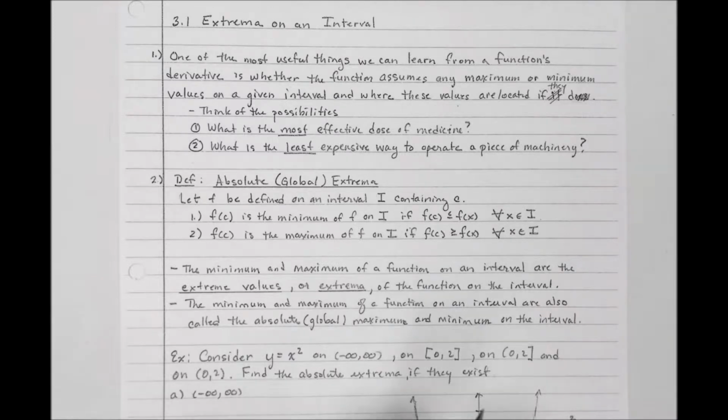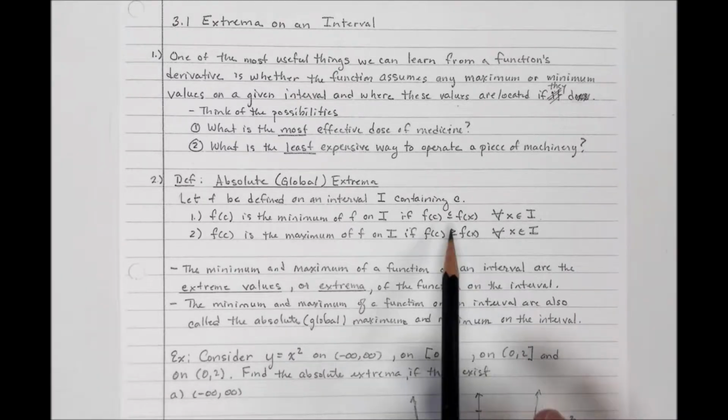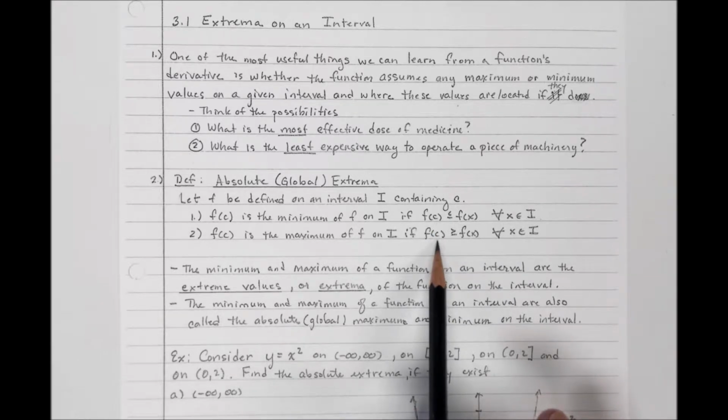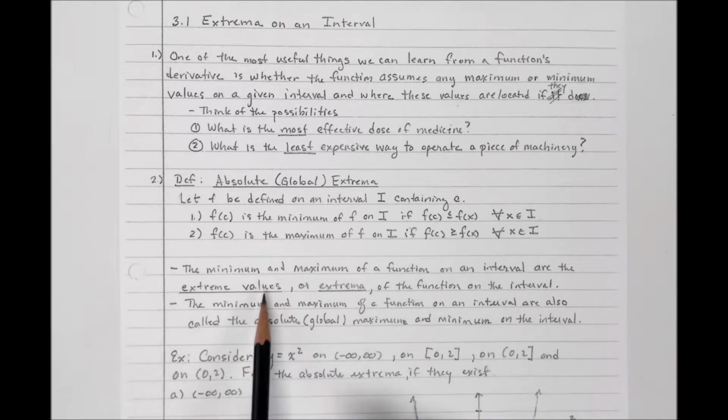When we are looking for these values, we're going to look for values that are always smallest, always largest. The maximum and minimum of a function on an interval are called the extreme values, or the extrema, of the function on the interval. The maximum and minimum, by the way, when they just use the words maximum and minimum, they're talking about the absolute or the global extrema. The absolute maximum, the absolute minimum.